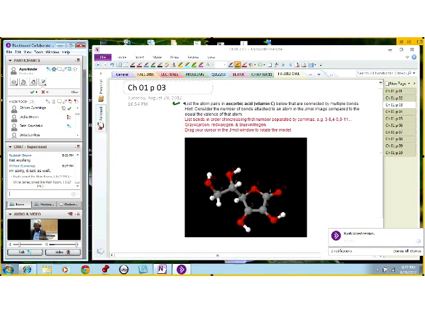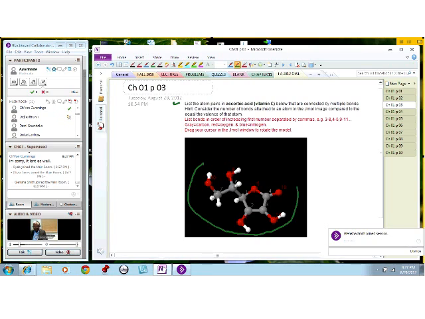List the atom pairs in ascorbic acid, vitamin C, below that are connected by multiple bonds. Hint: consider the number of bonds attached to an atom in the JMol image compared to the valence of that atom. Okay, thank you. So what they want you to do here, this is the molecule that we have been given right here. I believe we've solved this problem already in the last question we answered. The question is, list the atom pairs in ascorbic acid, which is vitamin C, this molecule here, below that are connected by multiple bonds.